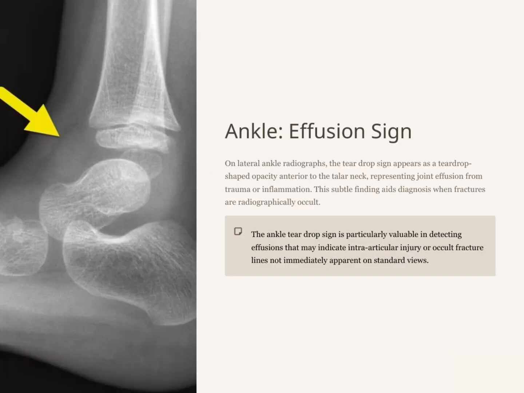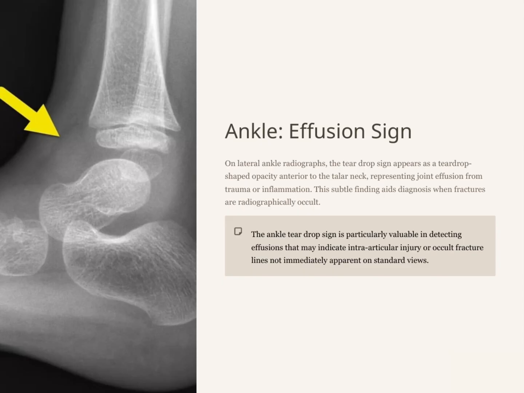Let's take a closer look at the ankle effusion sign. On lateral ankle radiographs, one of the key features to look for is the teardrop sign. This appears as a teardrop-shaped opacity located anterior to the talar neck. Essentially, it represents a joint effusion, which can result from trauma or inflammation. Recognizing this subtle but important finding can really help us make a diagnosis, especially when fractures are not clearly visible on the X-ray.